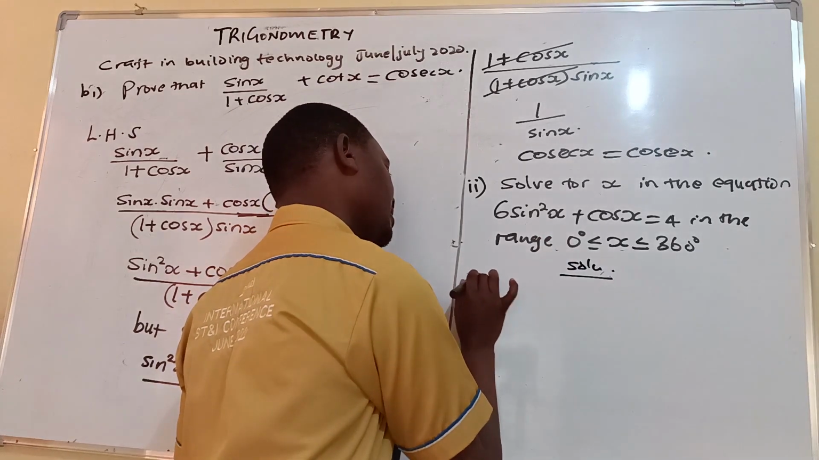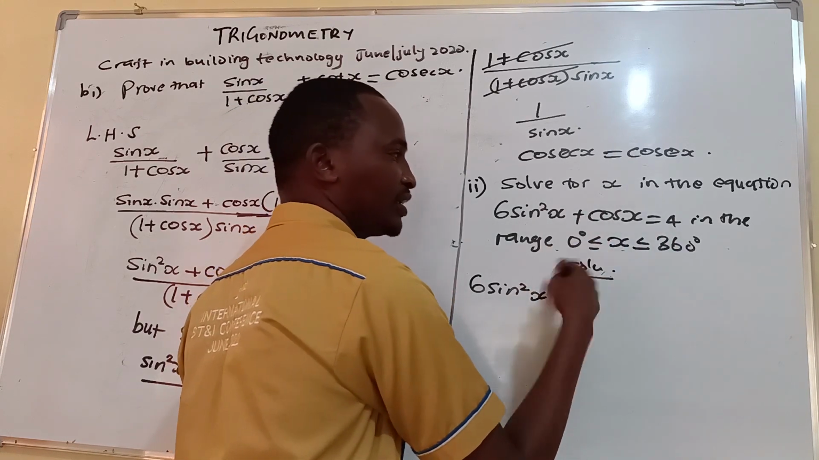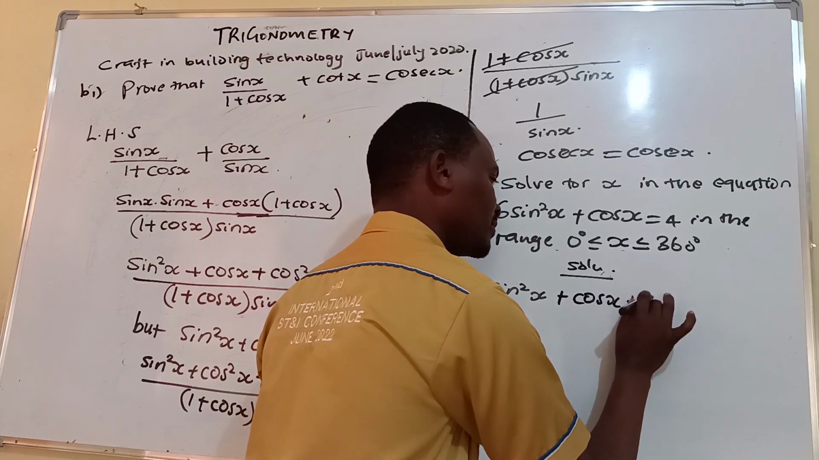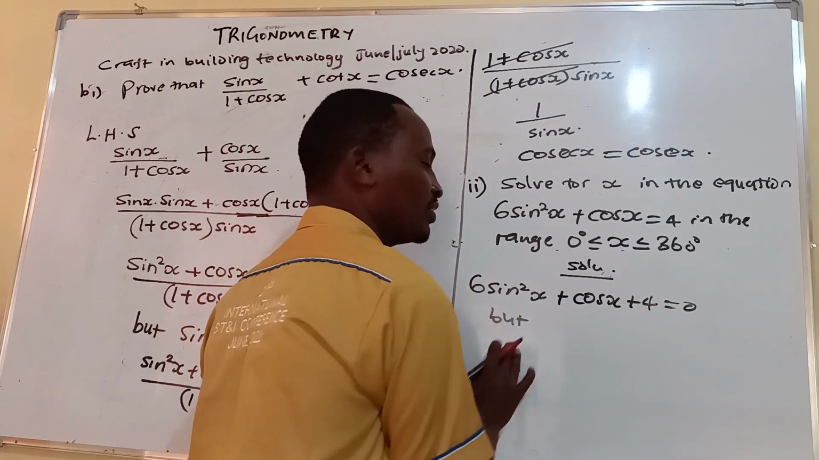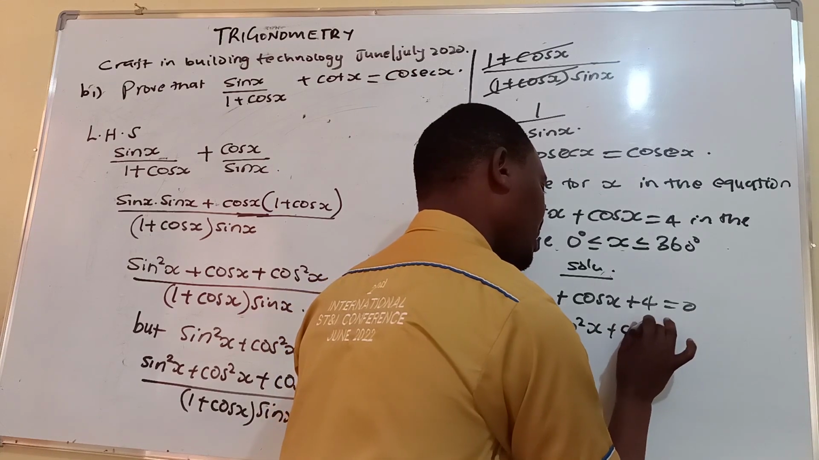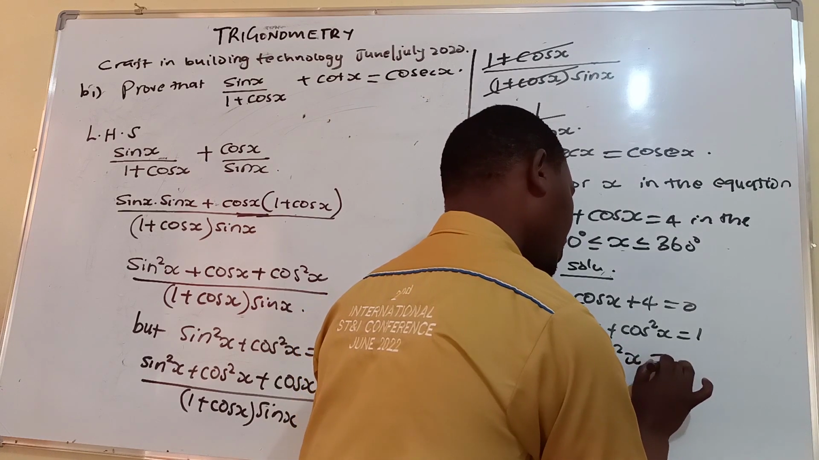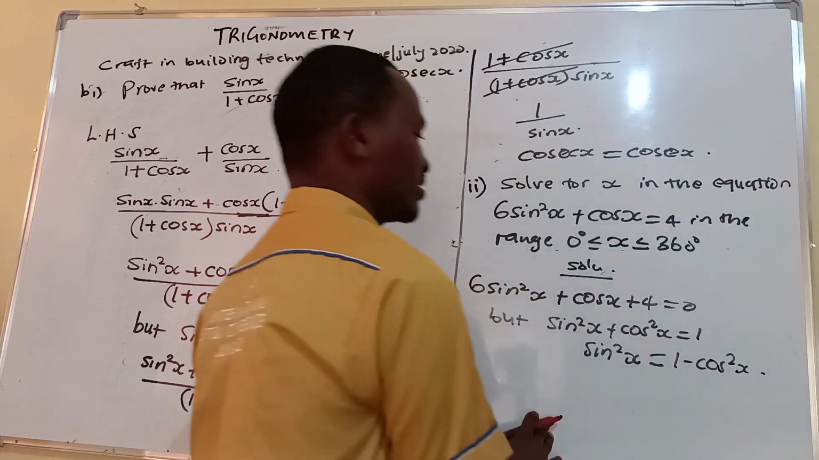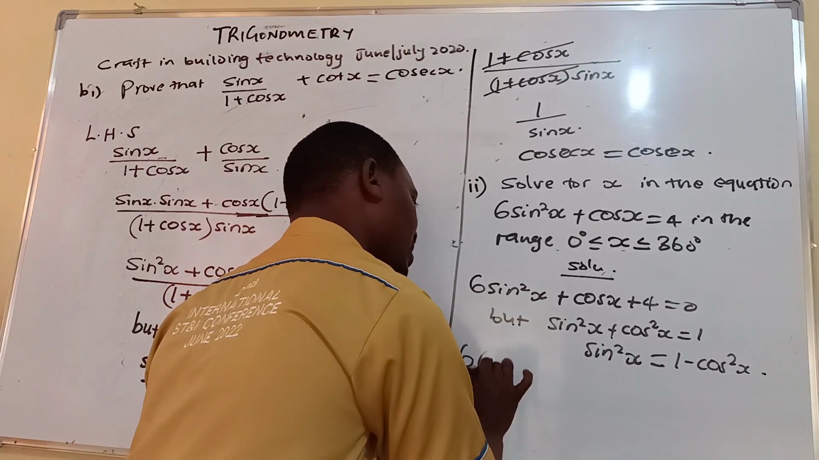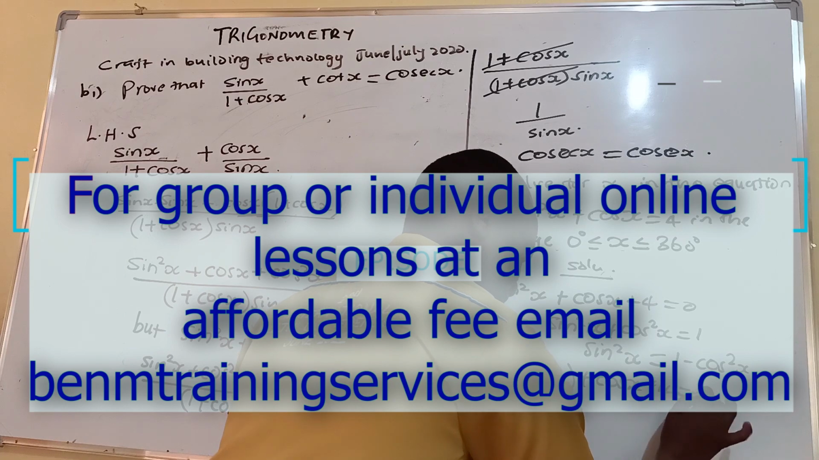We can say here 6 sine squared x. If you bring 4 to this side, you can bring it to the other side of the equation. Cos x plus 4 is equal to 0, but we know that according to the trigonometric fundamental identity, sine squared x plus cos squared x is equal to 1. So from this we can see sine squared x is equal to 1 minus cos squared x. From which we can say 6 into bracket, instead of using sine squared x, we use 1 minus cosine squared x, 1 minus cosine squared x plus cos x plus 4 is equal to 0.